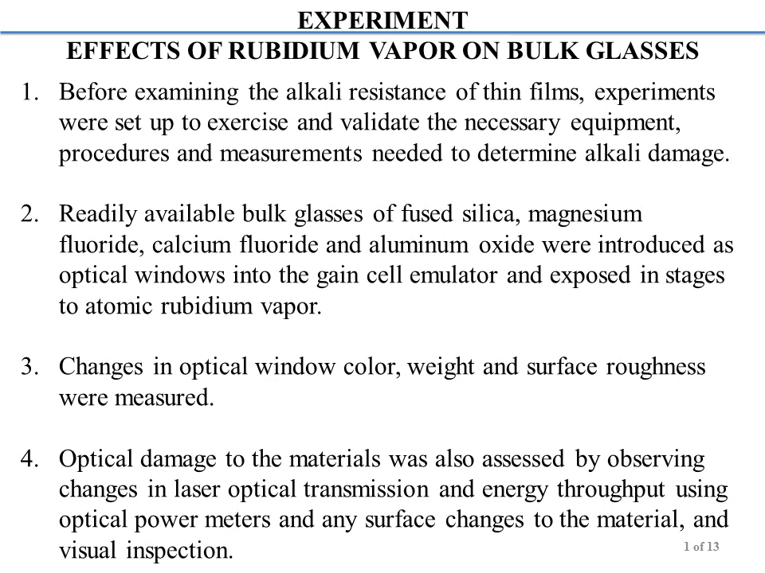Two readily available bulk glasses of fused silicon, magnesium fluoride, calcium fluoride, and aluminum oxide were introduced as optical windows into the gain cell emulator and exposed in stages to atomic rubidium. Changes observed in the optical window color, weight, and surface roughness were measured.